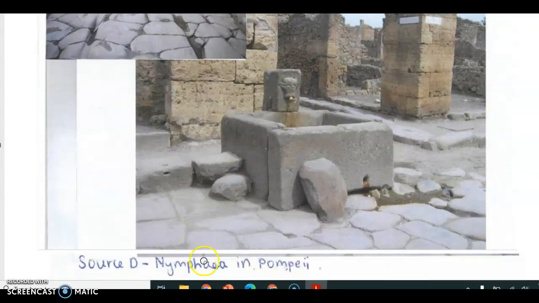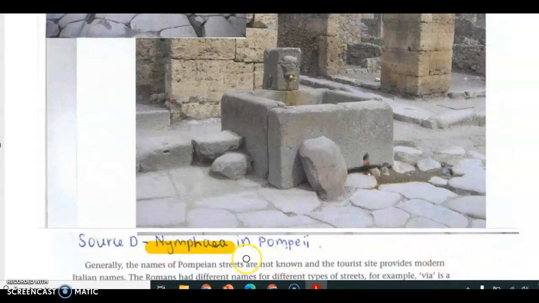Okay, down here you can see a nymphaea. Nymphaea is the correct key term for a fountain. It's named after a nymph, which is like a little water spirit or mythical creature. You see a lot of nymphaea, or fountains, on the corners of a lot of the busy streets. And they were pretty advanced actually. They connected to the aqueduct, so they had fresh water running through them. It was clean enough to drink. So a very advanced system.